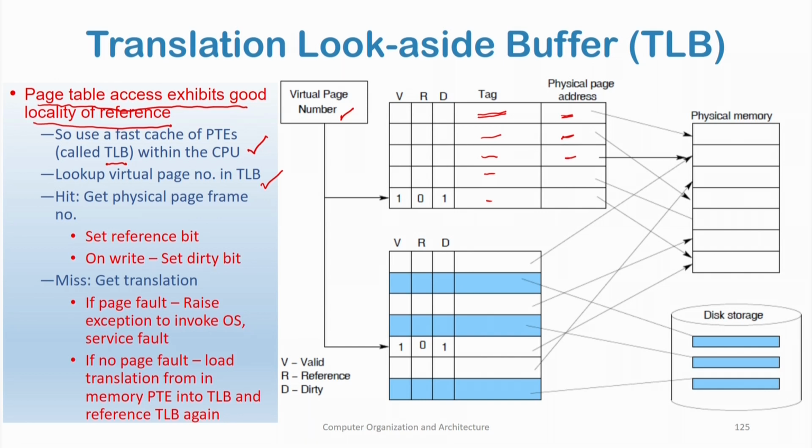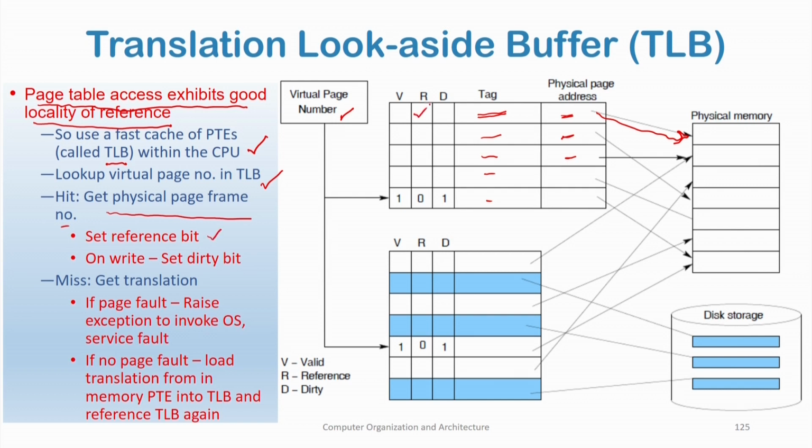So, when I get the physical page number, I can access the physical memory by adding it to the page offset, which is directly obtained from the virtual address itself. Now, during a hit, what happens? We get the physical page number, and as I said, I can get the data from physical memory. I set the reference bit.